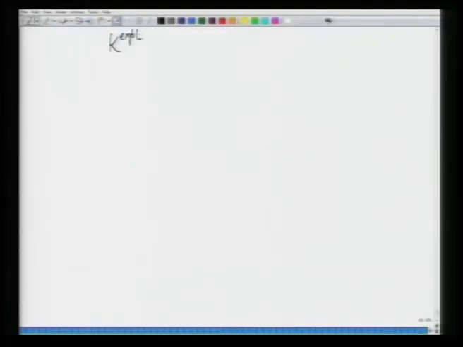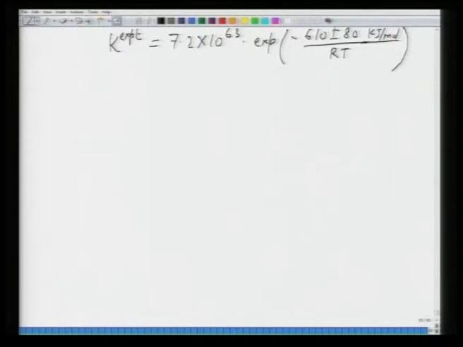Now, the experimental value of K for this reaction is 7.2 into 10 to the power 63 times exponential of minus 610, plus or minus roughly 10%, 680 divided by RT, where the energy is in kilojoules per mole. This is the experimental value of K, and the units are centimeter to the power minus 9, MPa to the power minus half.